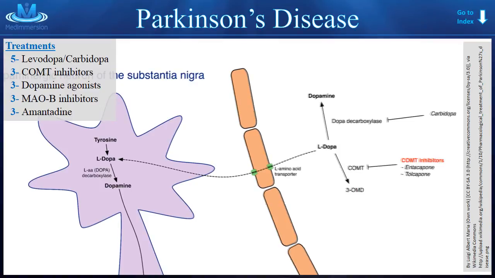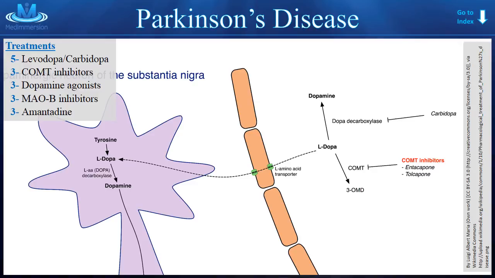All right, we know that we've got a problem with dopamine. We're not making enough dopamine. We're not getting enough dopamine to where it needs to be. So why don't we just give people dopamine? Why don't we just give them pills or give them a shot? Well, the reason is that dopamine does not cross the blood-brain barrier.